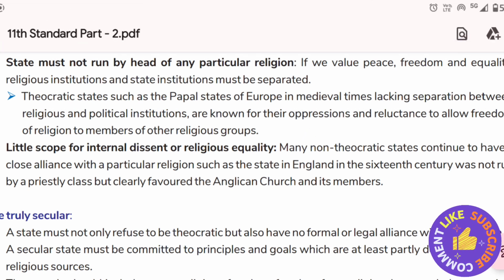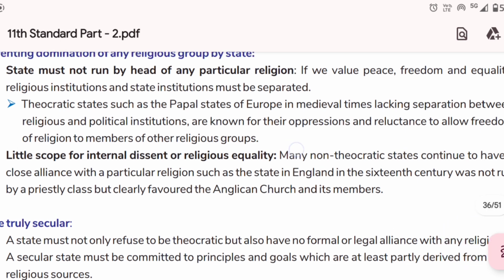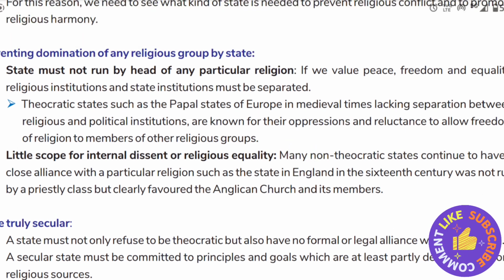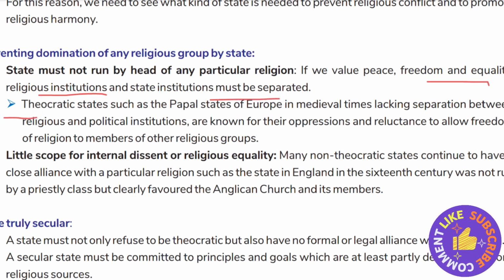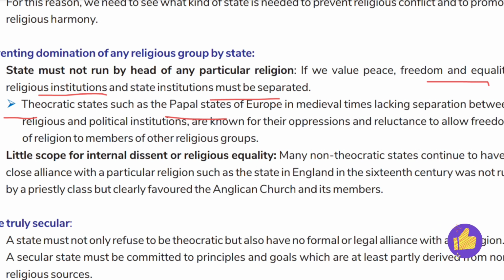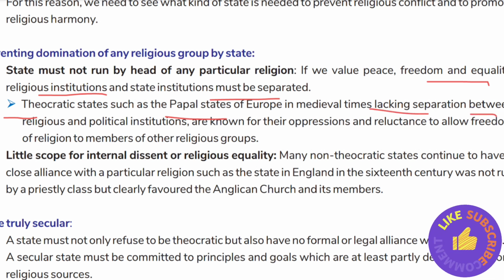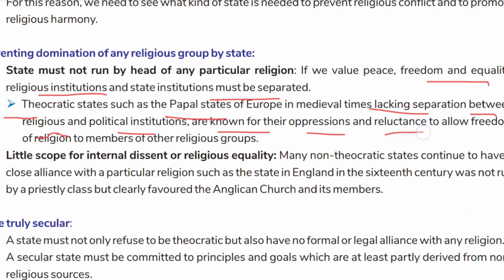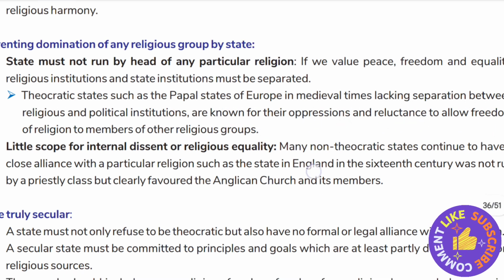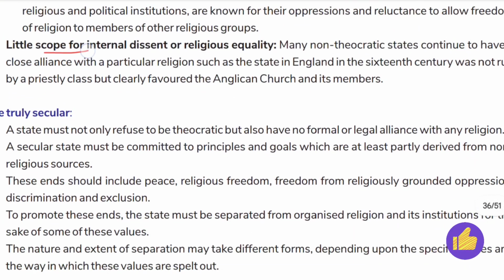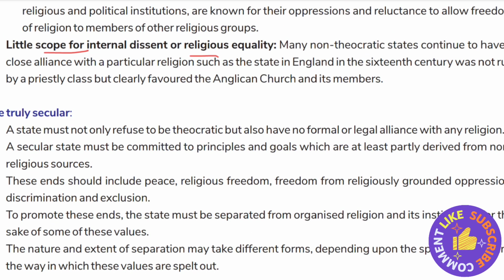The state must not be run by the head of any particular religion. If we value peace, freedom, and equality, religious institutions and state institutions must be separated. The theocratic states, such as the papal states of Europe in medieval times, lacking separation between religious and political institutions, are known for their oppression and reluctance to allow freedom of religion to members of other religious groups. So, there is little scope for internal dissent or religious equality.